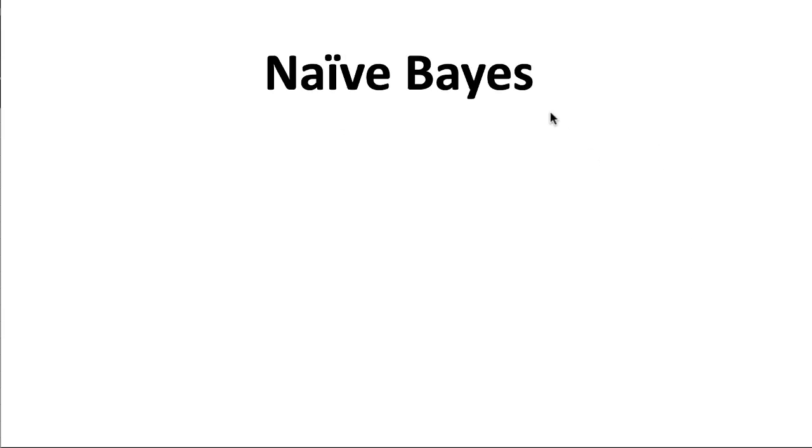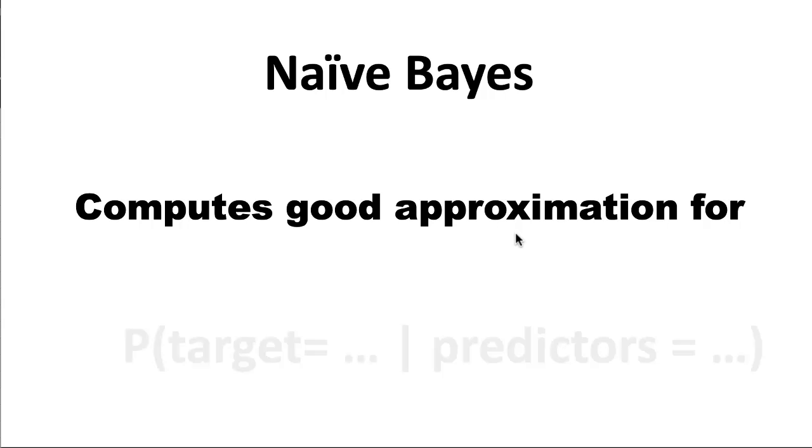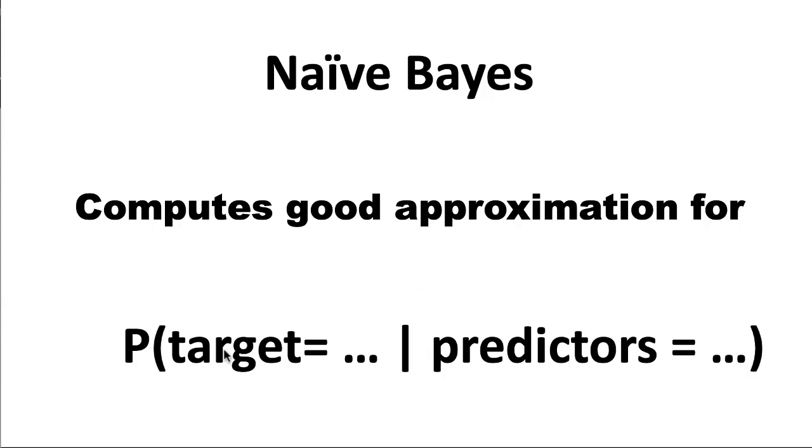And that is what we call the naive Bayes approach, meaning it's not a proper application of the Bayes theorem, but it's a naive application which approximates it. So it computes a good approximation for the probability of target equals delay or non-delay, given predictors equal these values. Predictors being origin airport, destination airport, time of flight, weather, etc.